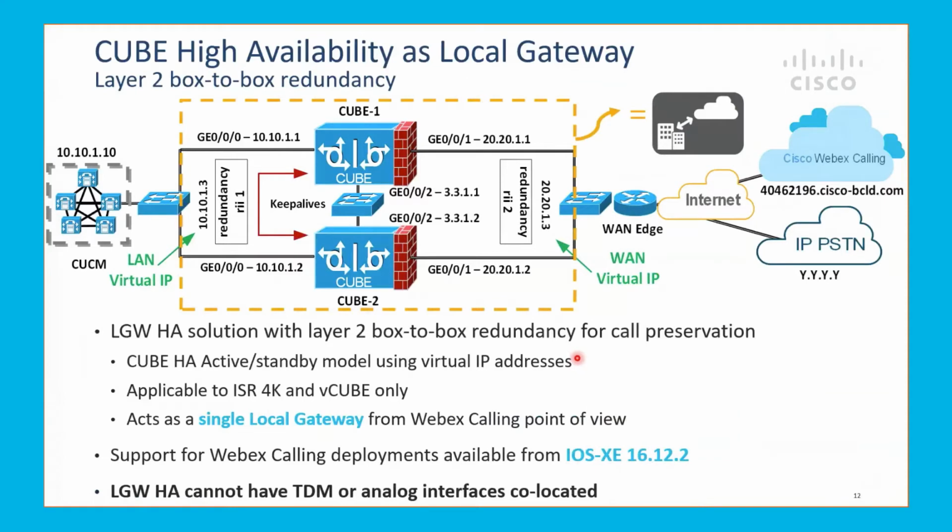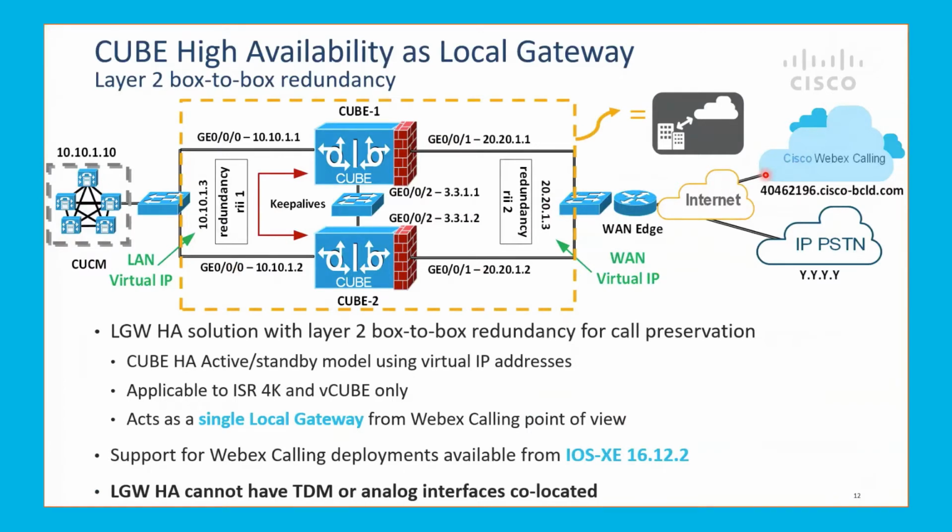We enabled Cube high availability support for local gateway, meaning Cube HA as local gateway is supported for WebEx calling. Cube HA is basically a pair of Cubes operating as an active-standby box utilizing the redundancy group infrastructure protocol, RG infra protocol, whereby the interfaces have virtual IP addresses. And then those virtual IP addresses are the ones that the outside entities communicate with Cube using or hear from.